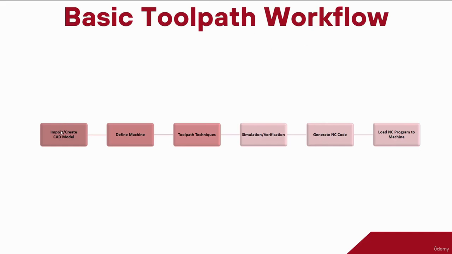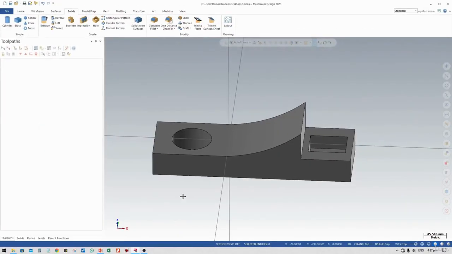As you know, the first thing is to import the model or create a model, then define the machine, then define the toolpath technique, simulation and verification, generate G code, and in the last step load the NC program into the machine. So now let's study more about the toolpaths.